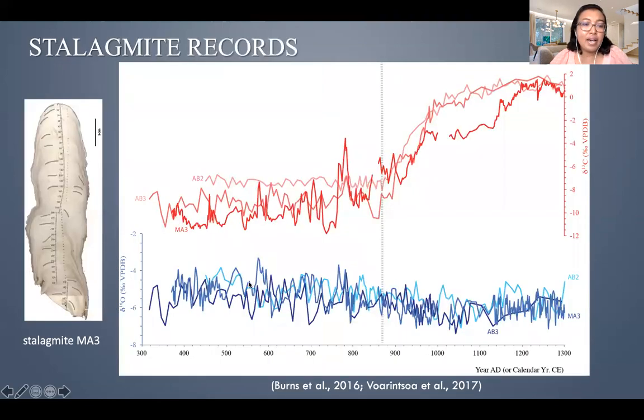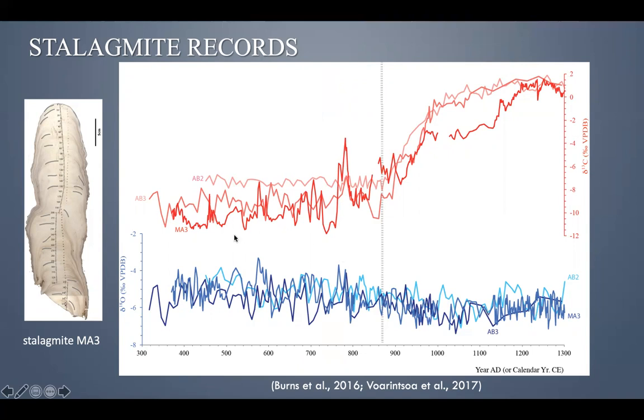So here, I am showing you the stalagmites that have been studied for the purpose of this presentation. On the right are the stable isotope records. You see the red is the delta 13C and the blue is the delta 18O. If we look very closely first at the delta 18O, it is relatively stable.